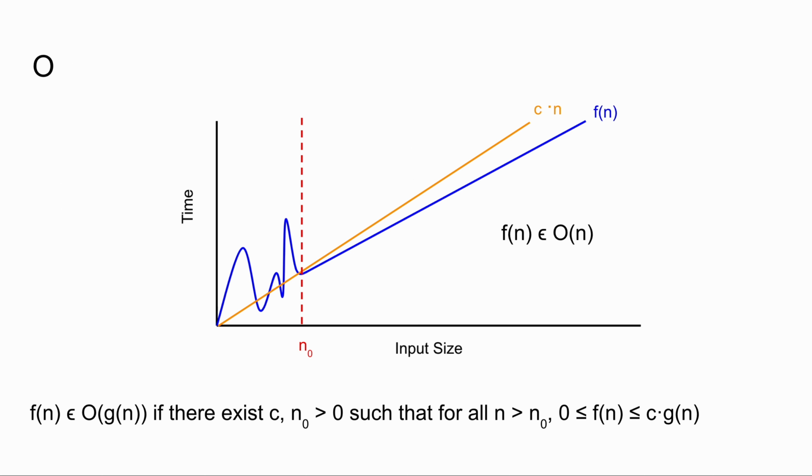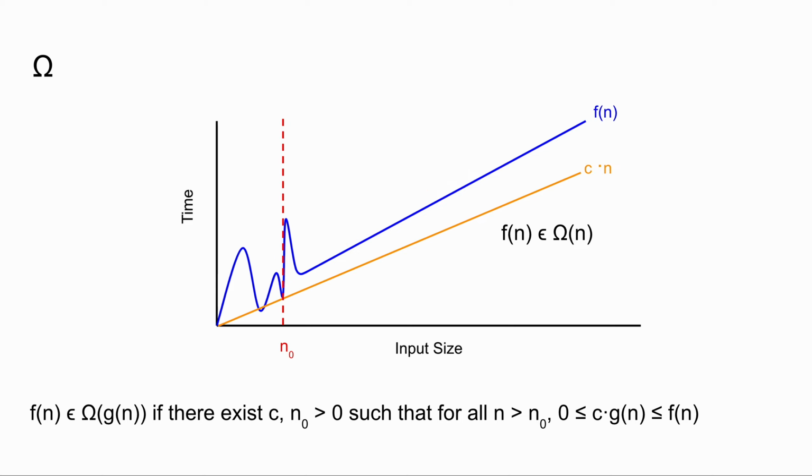Let's go back to our big O diagram. If we switch these two terms around and update our diagram, suddenly we get big omega. Formally, f of n is in big omega of g of n if there exist positive constants c and n naught, such that for all n greater than n naught, 0 is less than or equal to c times g of n is less than or equal to f of n.